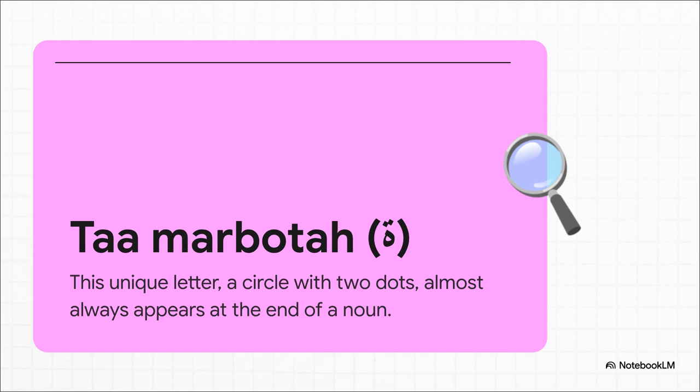See this letter right here? The one that looks like a little circle with 2 dots on top? That's called a ta marbata. Think of it like a special name tag just for nouns. It only ever shows up at the end of a word, and when you see it, you can be pretty darn confident that word is a noun, usually a feminine one.